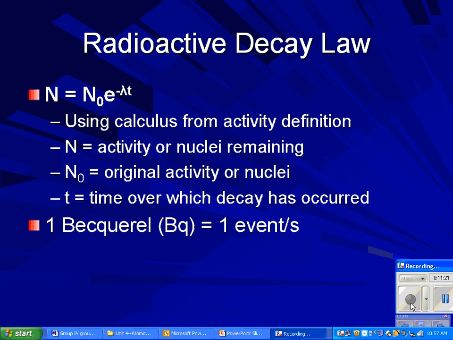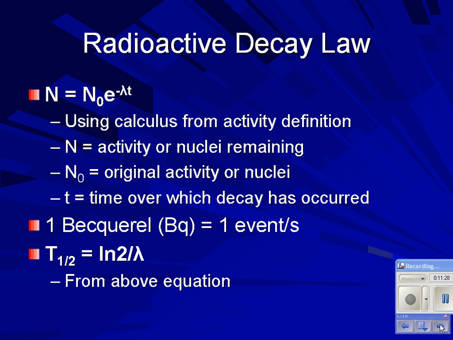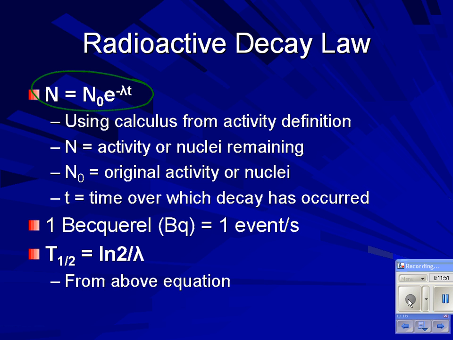So, doing some algebraic and logarithmic work, you end up with this next equation, which allows you to calculate the half-life of a substance. So, if you know the decay constant of a substance, you can find its half-life, or vice versa. The half-life is equal to ln 2, the natural log of 2, divided by the decay constant. So these are the two equations that you'll be dealing with in terms of radioactive decay. These are the two main ones.